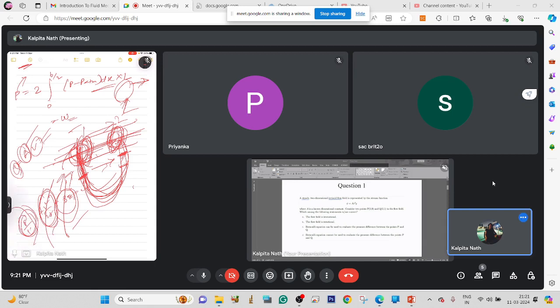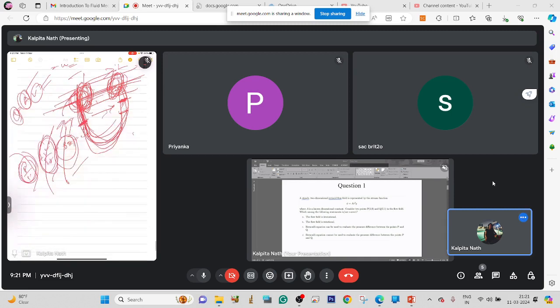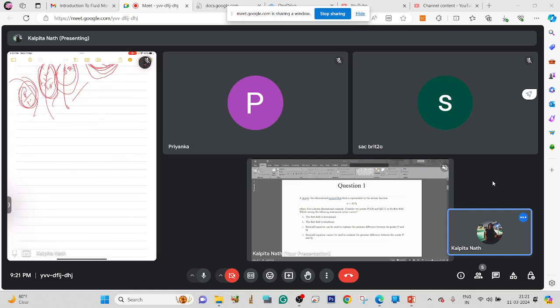So that's why we can see that from high pressure to low pressure, the fluid is moving. So here we are applying the Bernoulli's equation. It doesn't matter whether the flow is rotational or irrotational, the Bernoulli's equation can be applied anywhere.